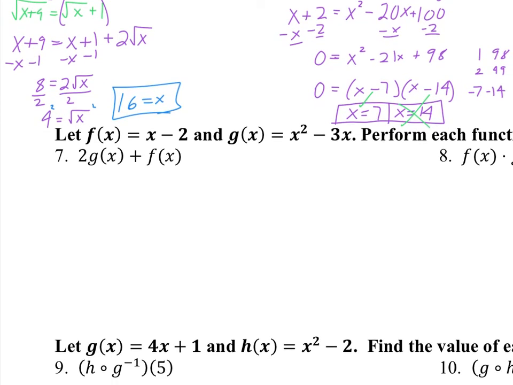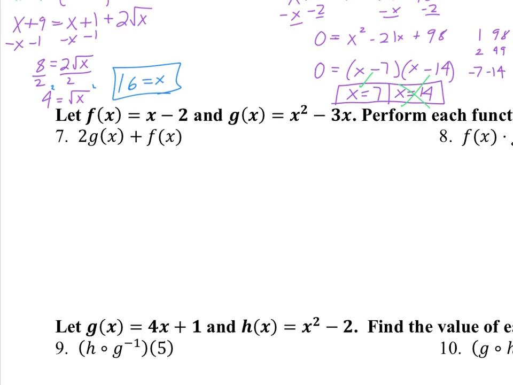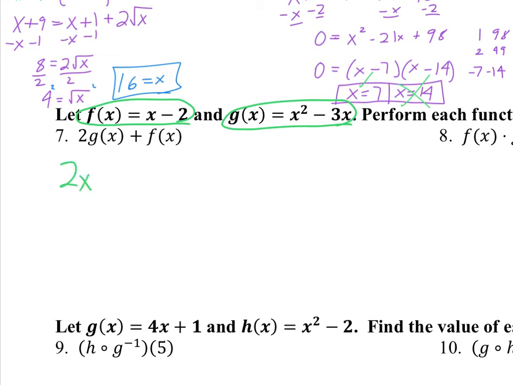to do some different operations. Again, f of x right here, it's x minus 2. g of x is x squared minus 3x. So we're doing 2g of x. That's literally just doubling g of x. So that's going to end up being 2x squared minus 6x. And again, that's just from doubling g of x here. So 2x squared minus 6x.